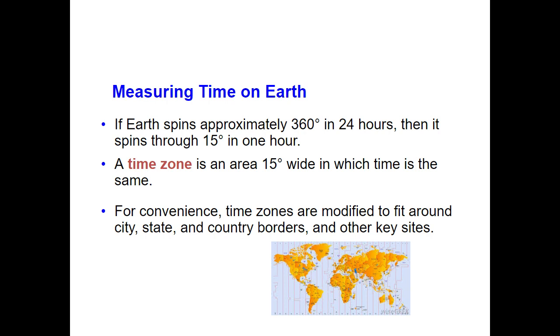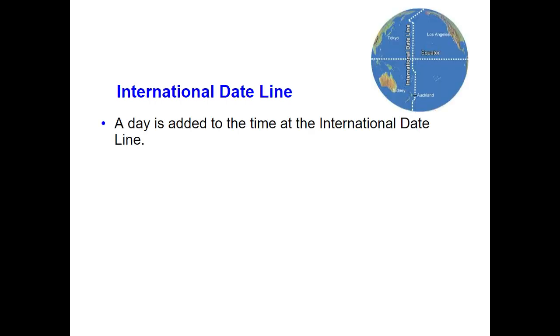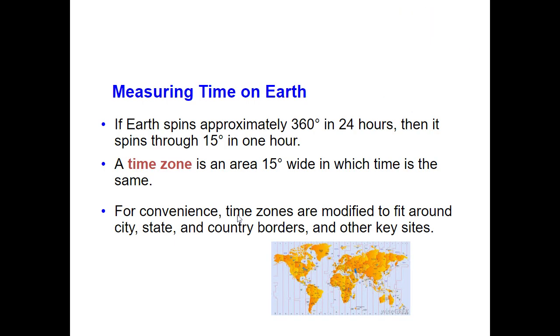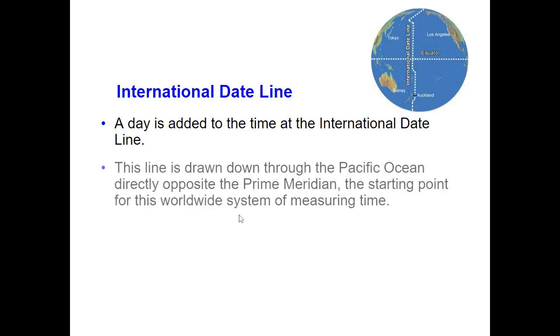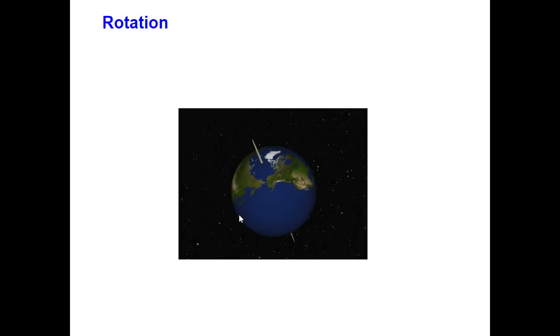That means a time zone is 15 degrees. So for convenience, time zones are modified to fit around city, state, or county borders, based on where you're at in the country or in the world. So you may actually be in a different time zone, but it makes it easier for you if they move it. So the international dateline, this is in the Pacific.